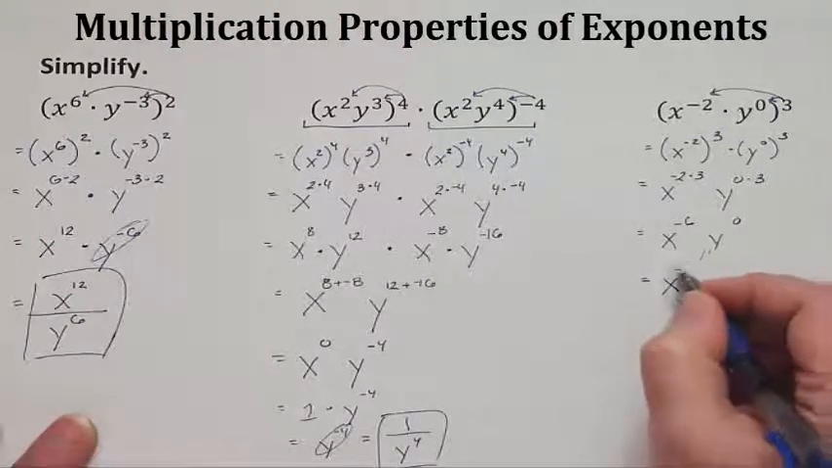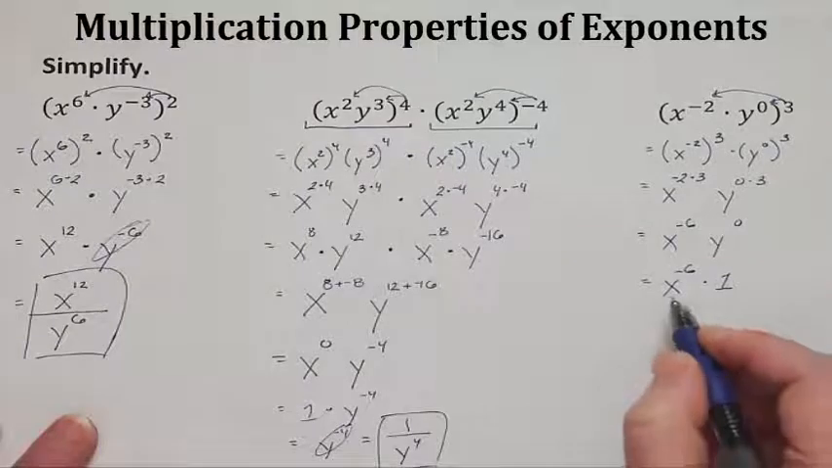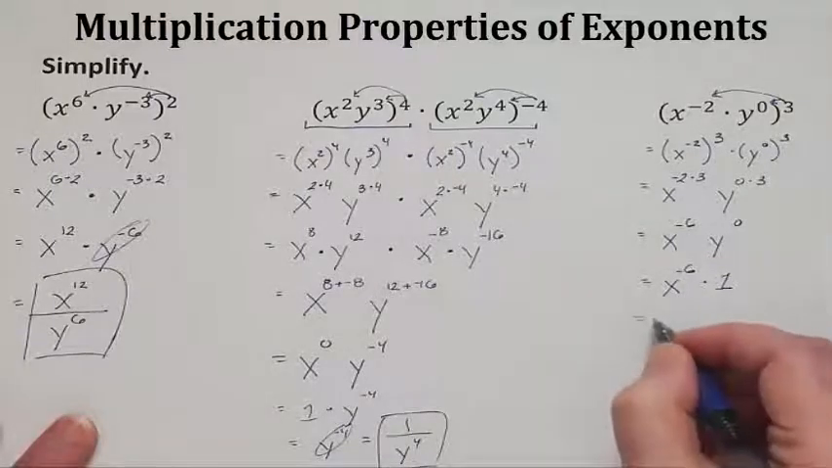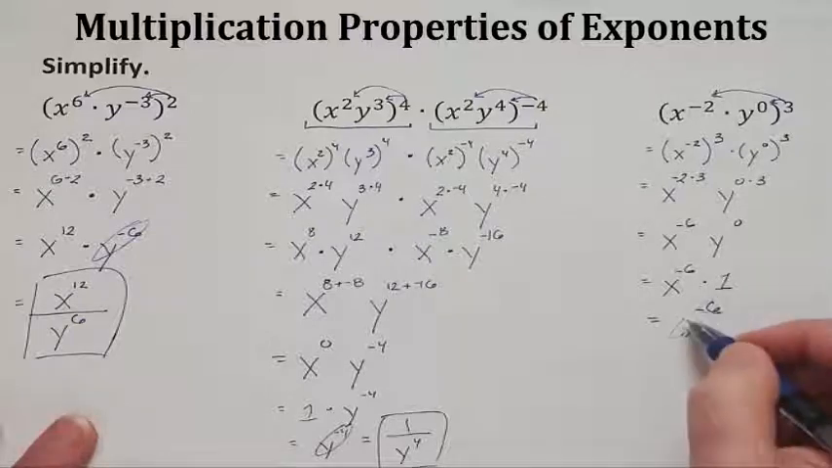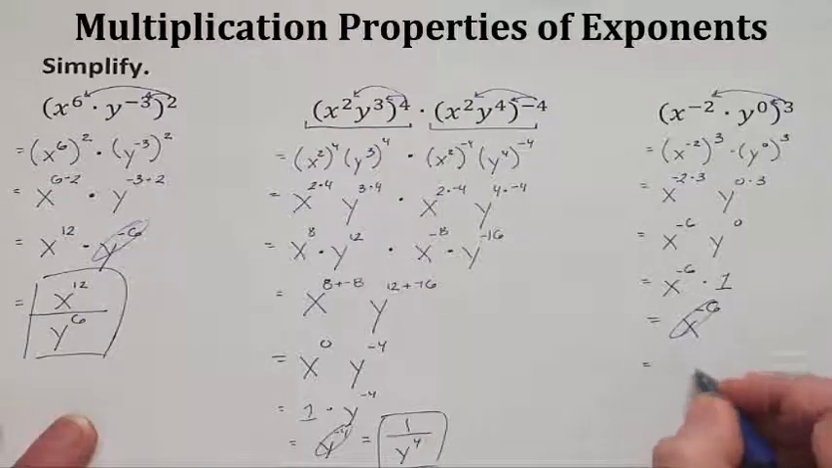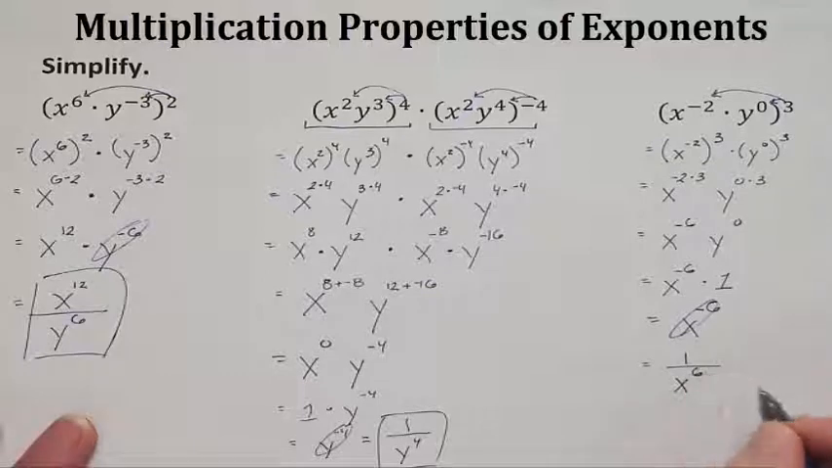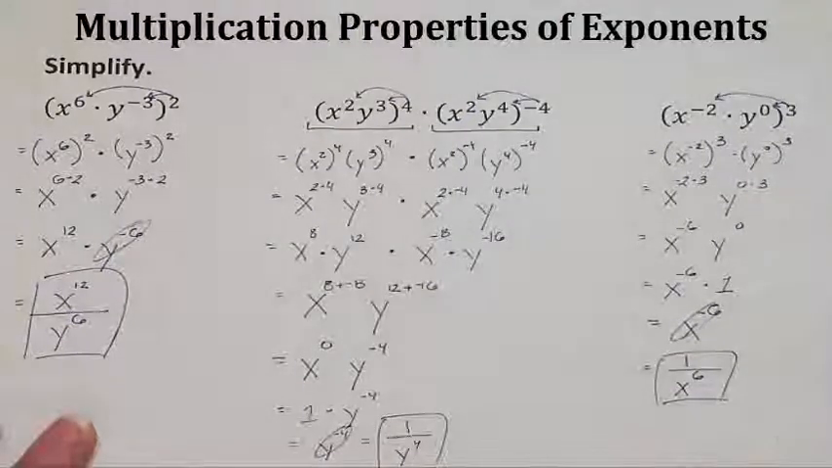So this is actually an x to the -6 times 1. What is x to the -6 times 1? Well, it's x to the -6. And then we're not allowed to have negative exponents. This needs to be simplified. So when I simplify it, I get 1 over x to the 6th power, and I am done.